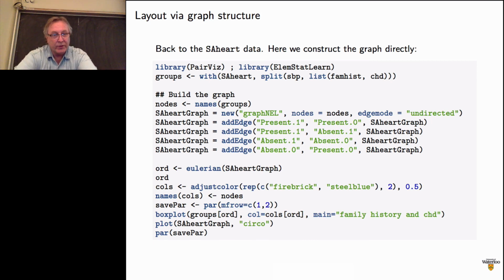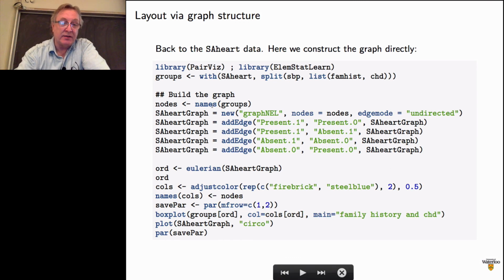All right, for the South African heart data, we had particular comparisons that were of interest. Given that the family history is absent, you want to compare those folks that have had coronary heart disease and those that do not. So it's going to be present 1 versus present 0, or absent 1 versus absent 0, or absent 1 versus present 1, right? So you're going to be changing one of those at a time.